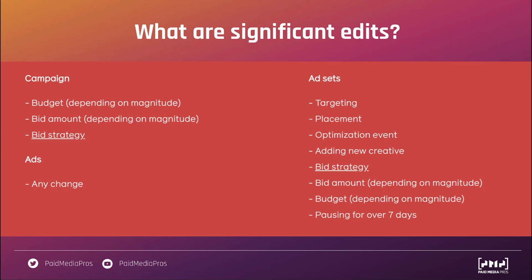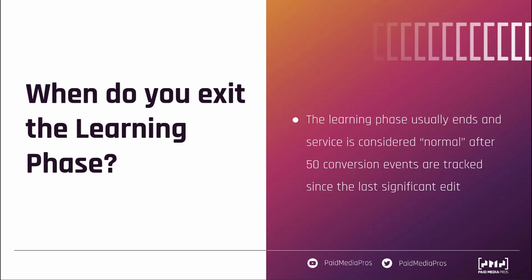Granted, that might throw you back into the learning phase there, but in my experience, the adjustments to budget are a little bit easier to overcome than pausing things for a certain period of time. So now that we've talked about what puts you into the learning phase, how do you exit the learning phase? At what point do you get out of it and resume normal performance?